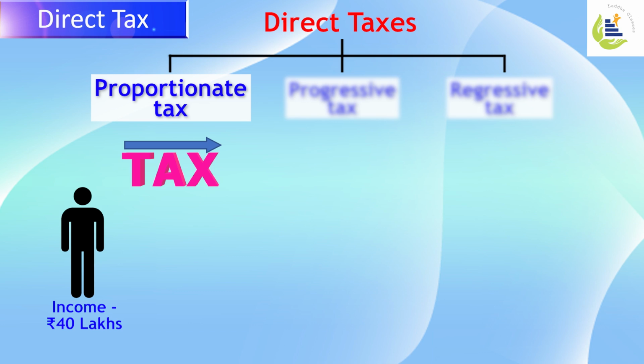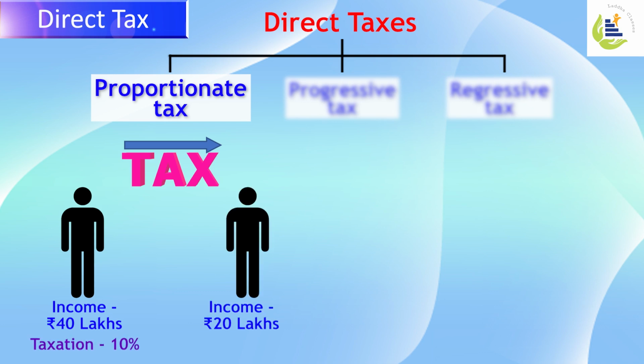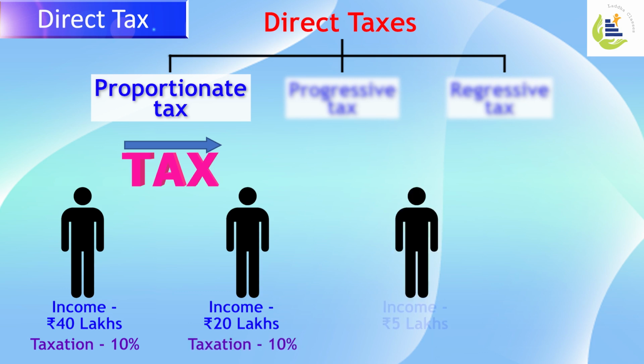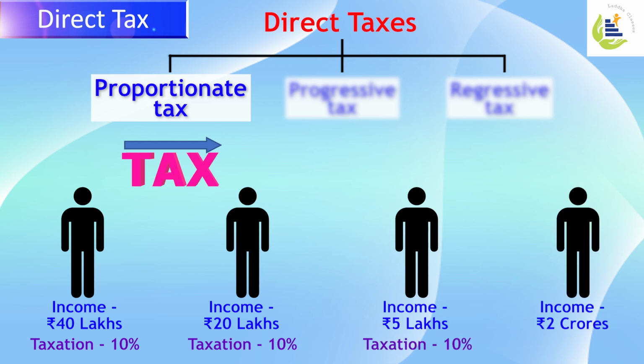Let's say the rate of taxation will be 10%. So a person who is earning 20 lakhs of income will also pay the tax at 10%. A person who is earning 5 lakhs will also pay the tax at 10%. A person who is earning 2 crore rupees will also pay the tax at 10%. So in the proportionate taxation system, the rate of taxation is fixed for all income groups.